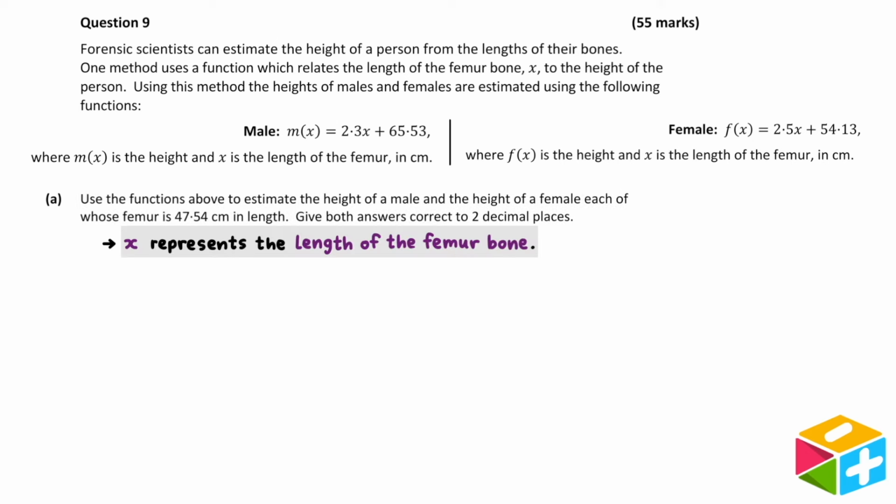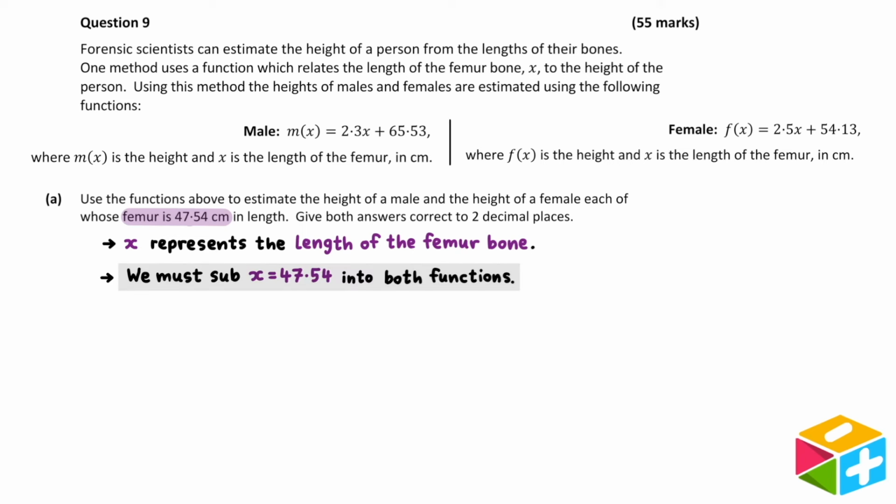Well, in both our functions, x represents the length of the femur bone. We are told that this is 47.54 centimeters. So we must sub in x is equal to 47.54 into both functions. Let's start by subbing into m of x, the function for the height of a male.